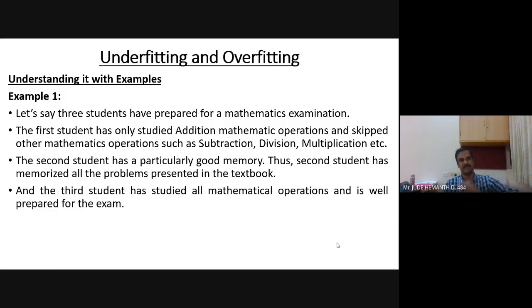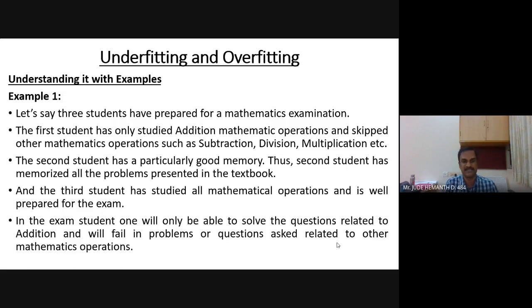These three are trained. Now they are trained with that specific skill. Now when they go for testing, when they face their exam, we will see what happens. In the exam or the testing process, the first student will only be able to solve the questions related to addition. You will agree, because he has learned only addition and will fail in problems related to other mathematical operations. That means he comes under the category of underfitting.